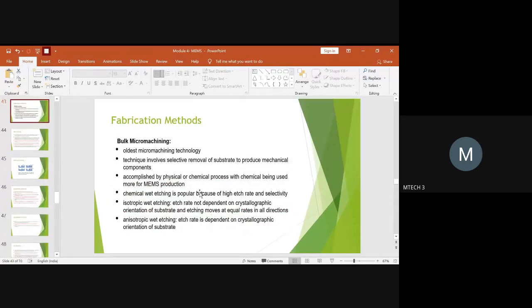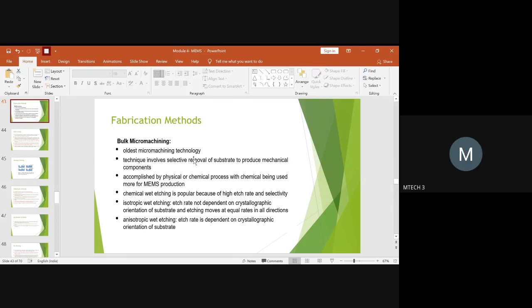It comes into the category of bulk micro machining. Bulk micro machining is not a new word. It has been used from many decades before, wherein you were using this phenomenon to develop micro machining in bulk, right? This is the oldest micro machining technology available. This technique usually involves selective removal of the substrate to produce the mechanical component. So it etches out the extra part of the substrate to produce a mechanical component, but the thickness of this component will be a little bit higher, and hence the name bulk micro machining.